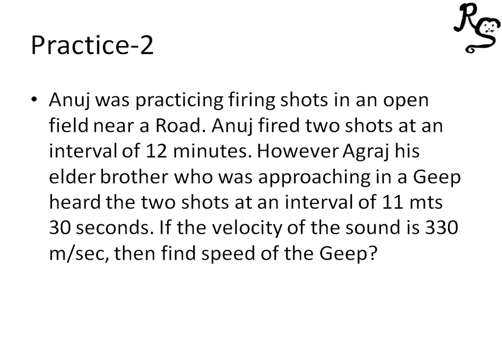Now here is a practice question for you. Anuj was practicing firing shots in an open field near a road. Anuj fired two shots at an interval of 12 minutes. However, Agraj, his elder brother, who was approaching in a jeep, heard the two shots at an interval of 11 minutes 30 seconds. The velocity of the sound is 330 meter per second. Then find the speed of the jeep.